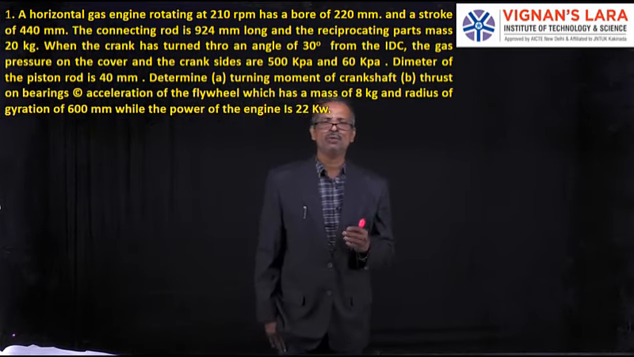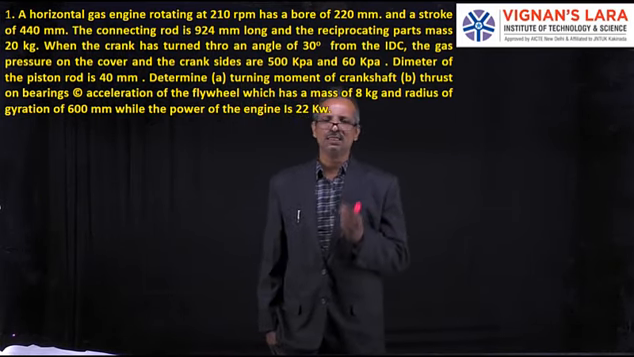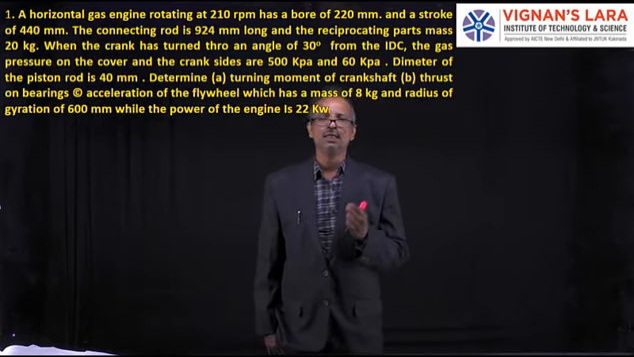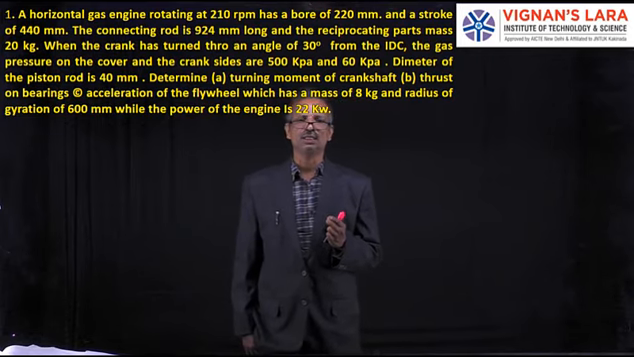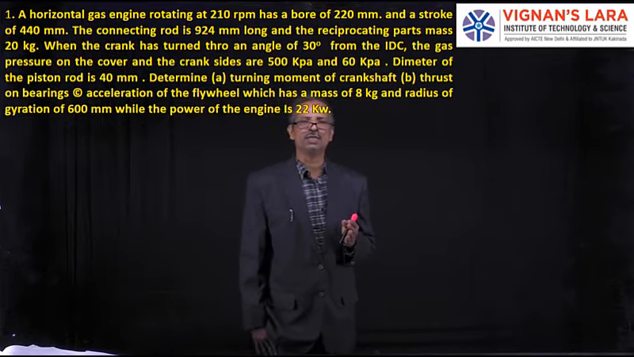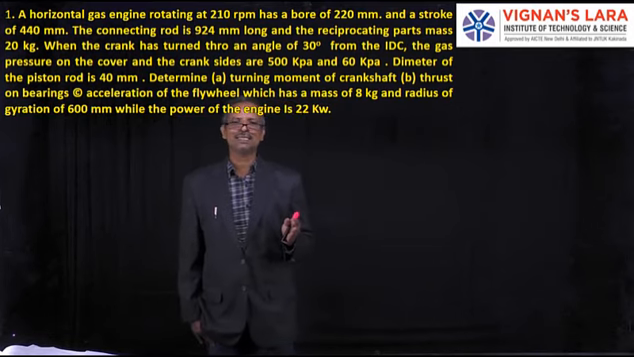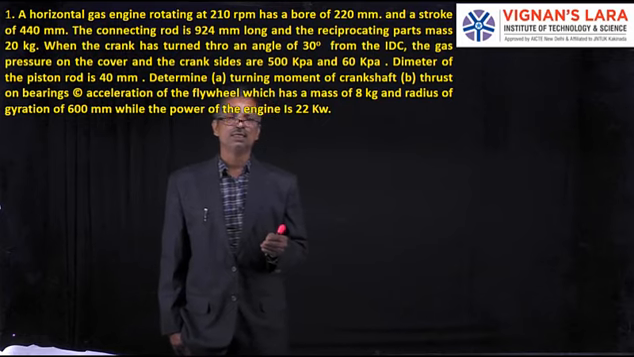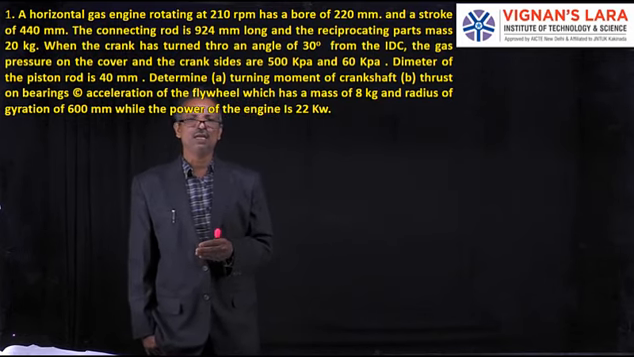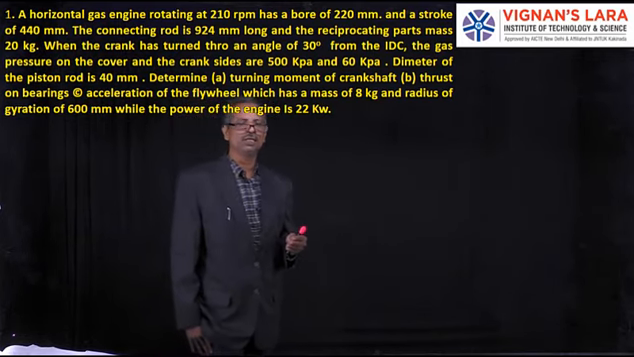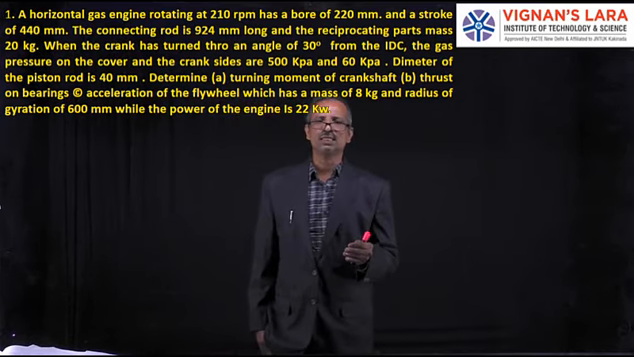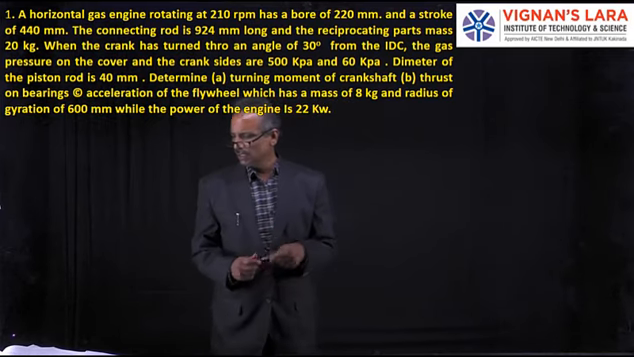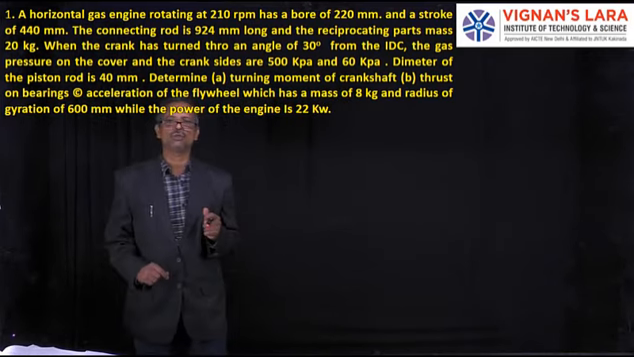Part A and part B are direct substitution cases, where we have already seen the equations associated with the thrust force and turning moment of the crankshaft. And part C needs some additional knowledge: what is a flywheel and its radius of gyration, and what is resisting torque. That basic additional knowledge is required. So let us write what is the data given to us.